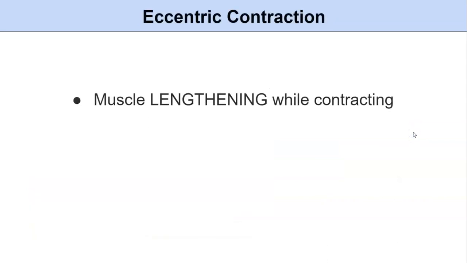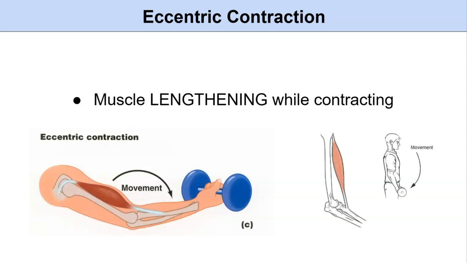Another type of contraction is an eccentric contraction. An eccentric contraction is a muscle lengthening while contracting. Let's look at this for the bicep brachii. Again, the bicep brachii starts in the shoulder area, inserts on the forearm area. The bicep brachii does elbow flexion.